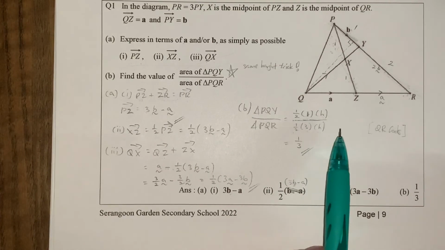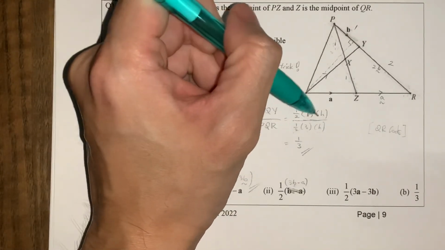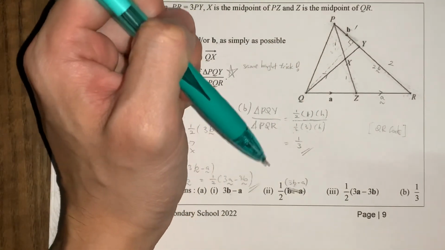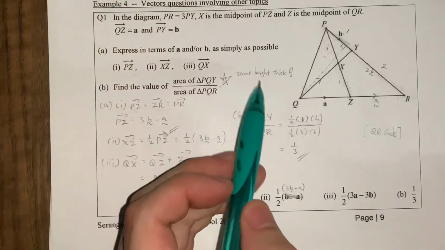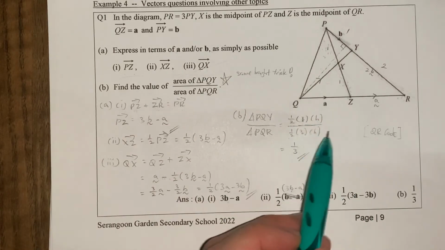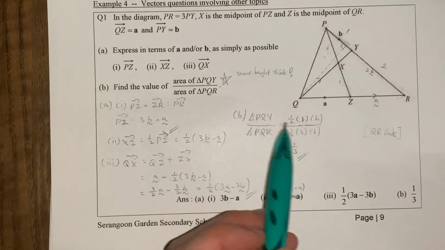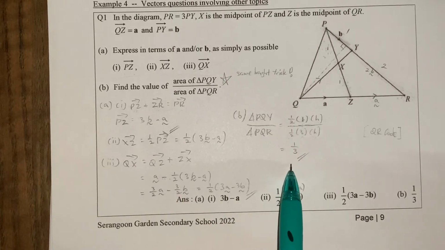Now I realize that in this situation, the half cancels, the h also cancels, and this can only be done if the height is the same height. That's why this is called the same height trick, because when the height is the same, I can literally just cancel away. I'm just left with 1/3. So this is 1/3. That's why the answer is 1/3.